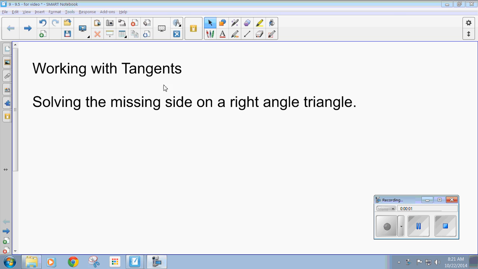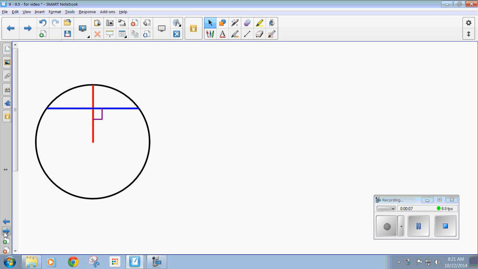I'm going to look at working with tangents to solve the missing side of a right-angled triangle. In our earlier unit, you can recall that when we had a chord and it was bisected perpendicularly, that these were equal. Now we're going to look at what happens if we slide that chord up all the way out of the circle until it's no longer inside, but simply stopped and touching at exactly one point.